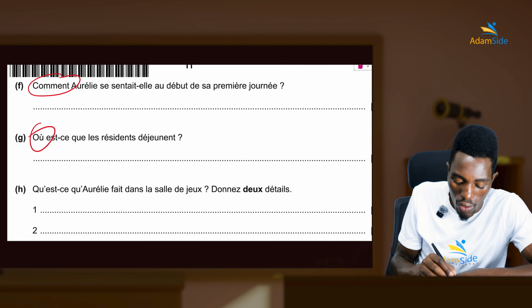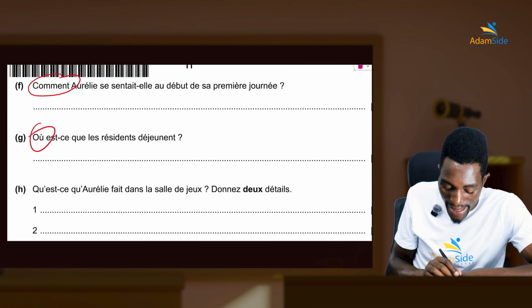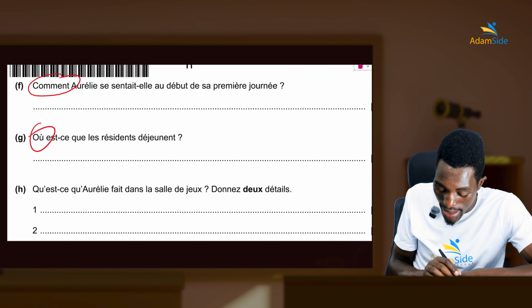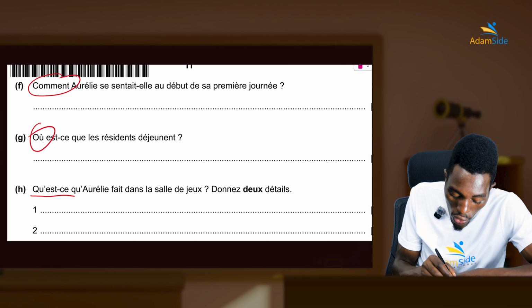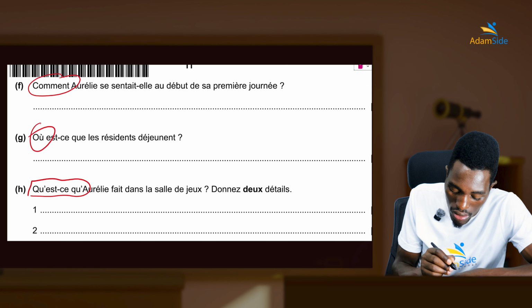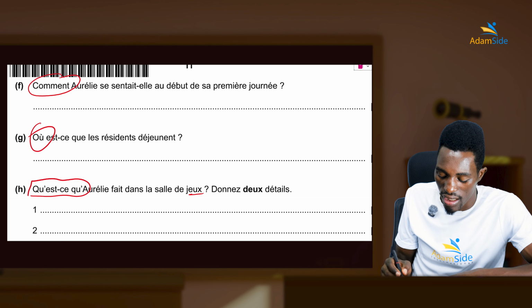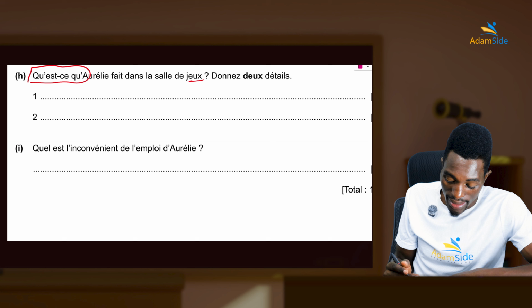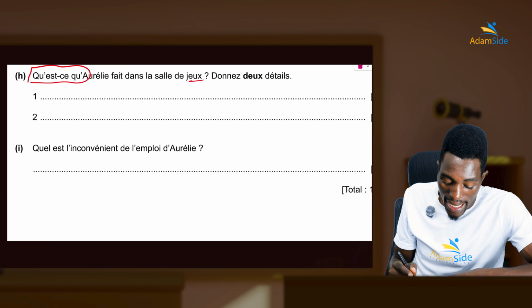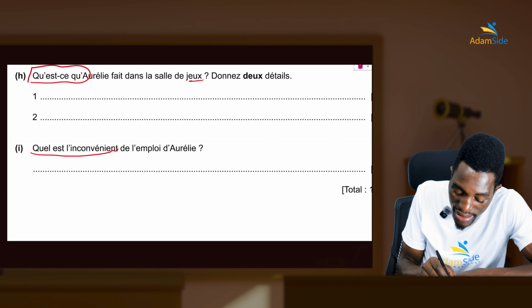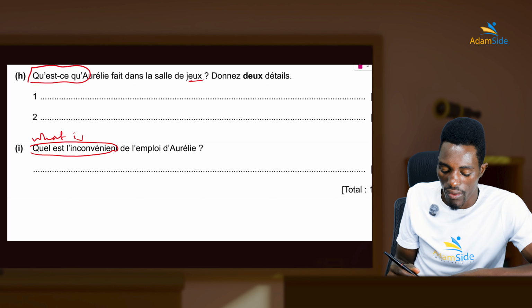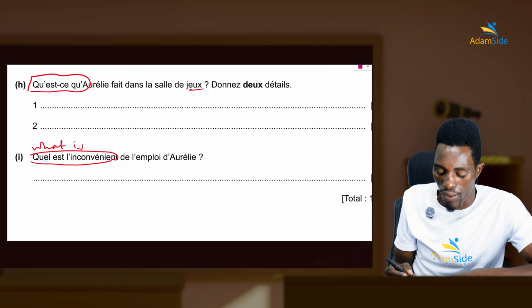Où, where, so we need a place. Qu'est-ce que Aurélie fait dans la salle de jeu? What did Aurélie do in the room of games? Jeux, games. Give 2 details. Then the last one is quel est l'inconvénient? What is the inconvenience of the employment?